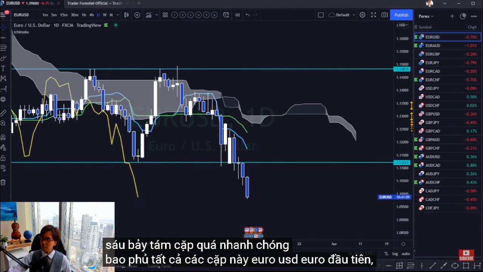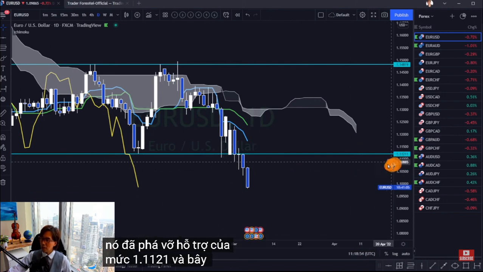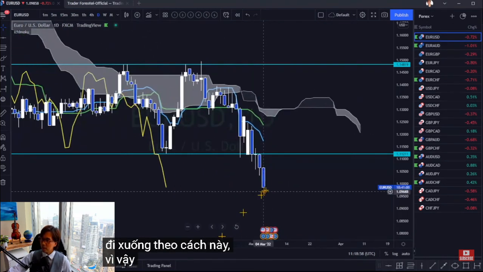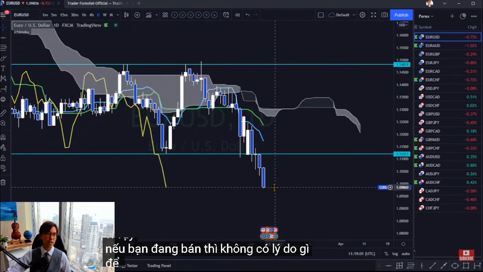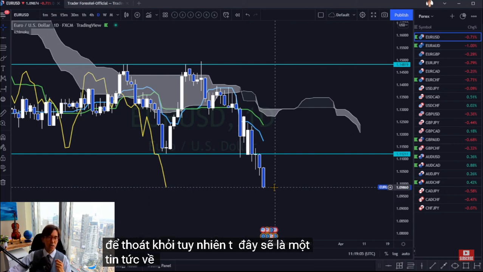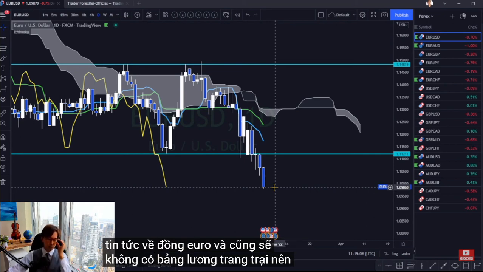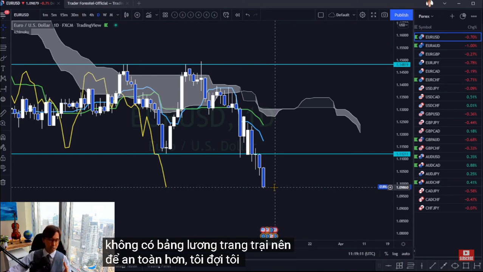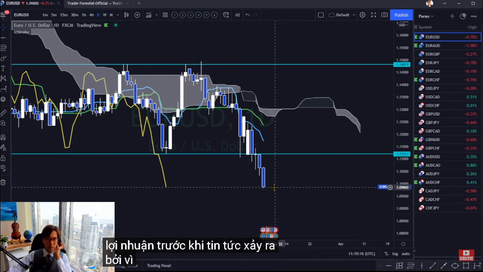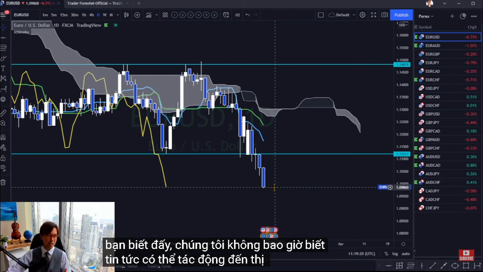First, EuroUSD. EuroUSD broke the support of the 1.1121 level, and now it's continuously going down this way. So if you're selling, then there's no reason to exit. However, there will be Euro news, and also in the US, there will be non-farm payrolls. So to be safer, I will exit some profit before the news happens, because we never know how the news can impact the market.